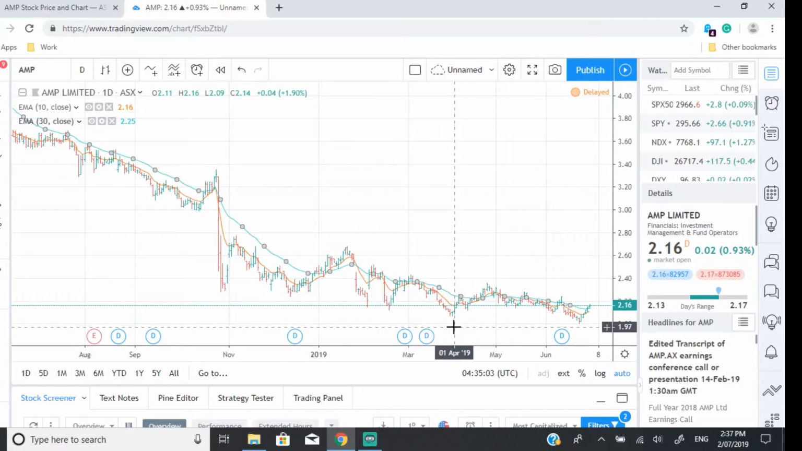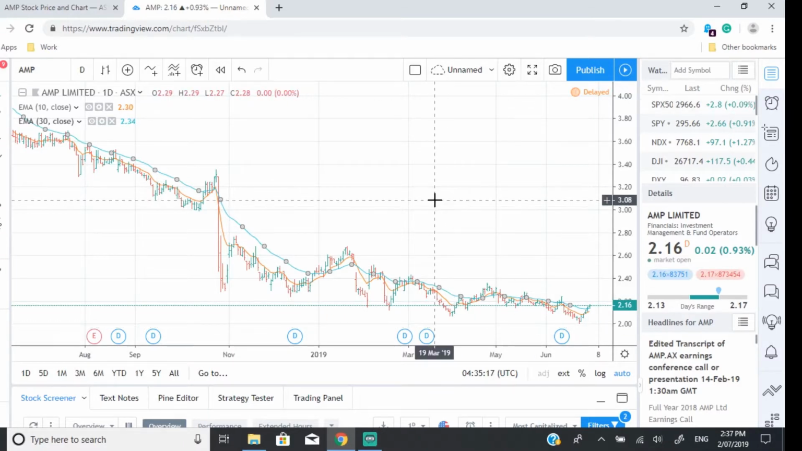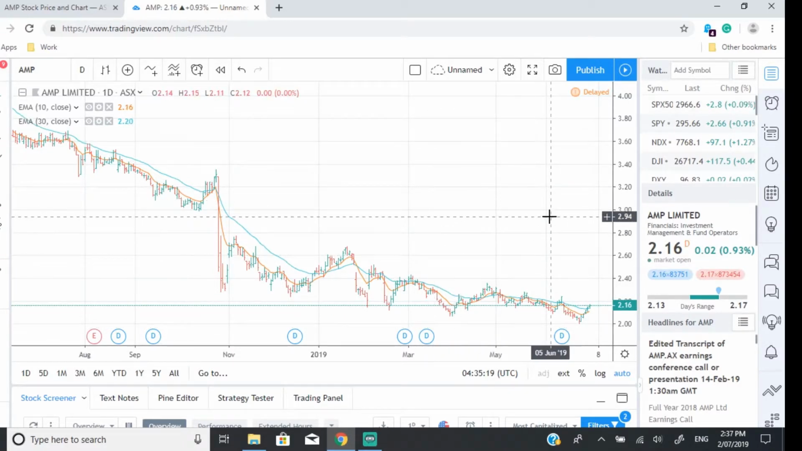Now, if you don't know what a moving average is, basically it's a very simple tool. You're looking at the price action for the last 10 or 30 days. I chose those ones. Every time you add a new day on, you take away one, so you average what's happening. So this is my moving average for the last 10 and 30 days.